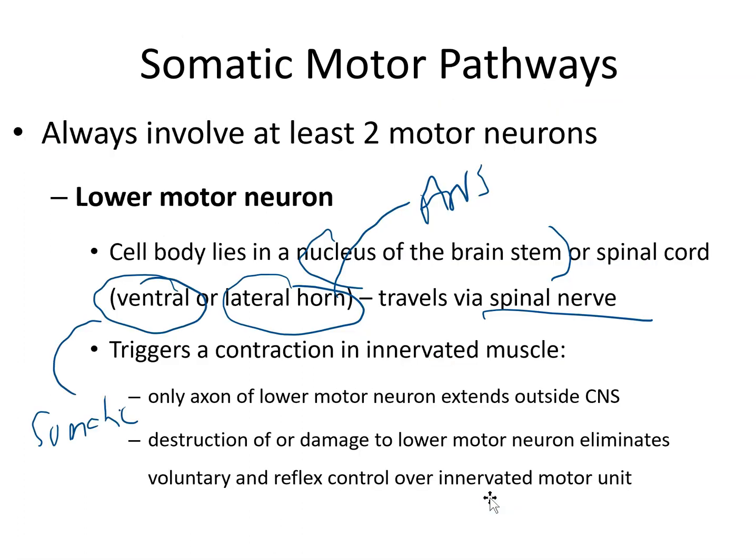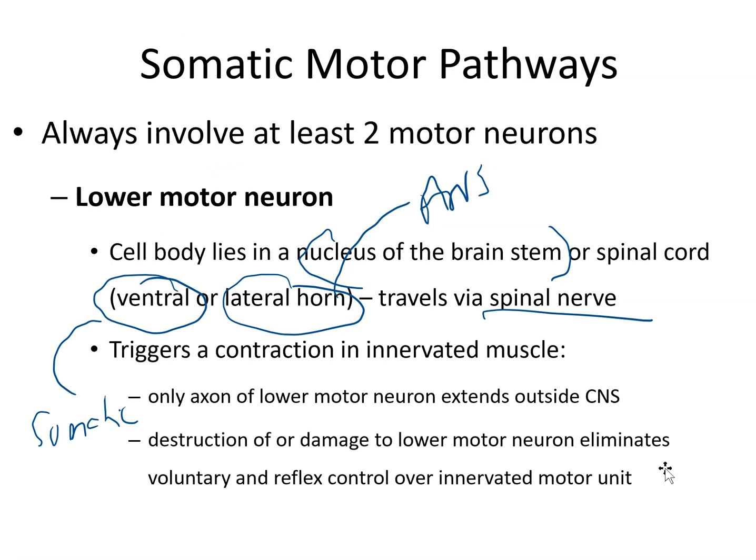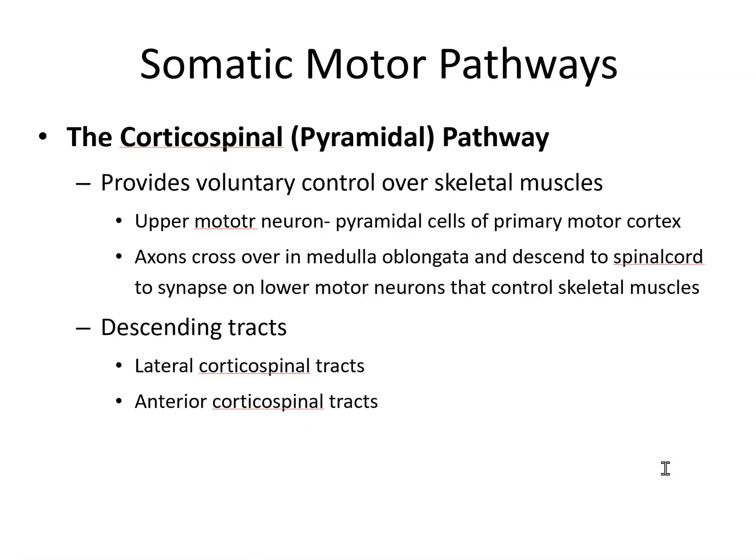We also worry about any damage to the lower motor neuron. If you have any issues, whether it's up in the brain, in the cord, or this lower neuron that's outside of the cord, it can result in issues with muscle contraction. The one we're learning is called the corticospinal. It also goes by the pyramidal. The name tells you it starts up in the cerebral cortex and goes to the spinal cord.